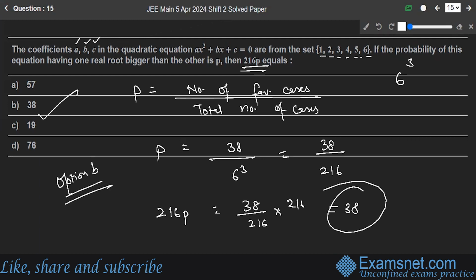Option B is the right answer to the question. Hope you got that. Let's move to the next question.